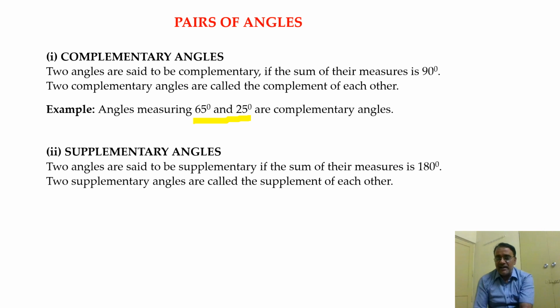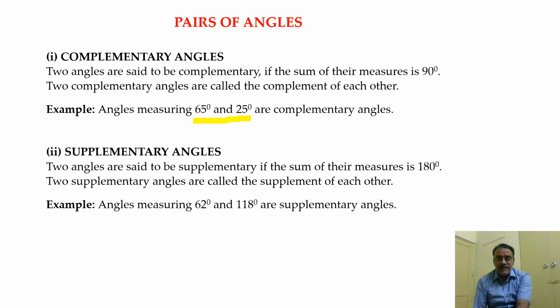Okay, we can take an example of 120 and 60, or 62 and 118. So the sum of these two angles is 180 degrees, so they are supplementary angles. Okay, now we'll see some examples based on complementary and supplementary angles.